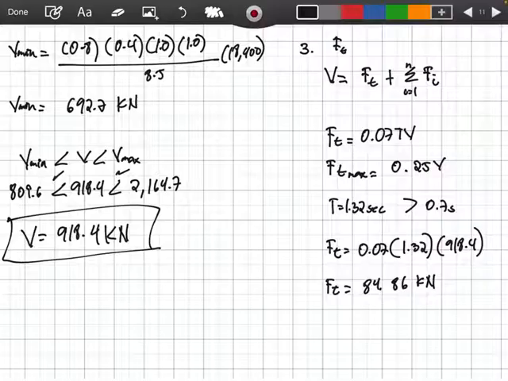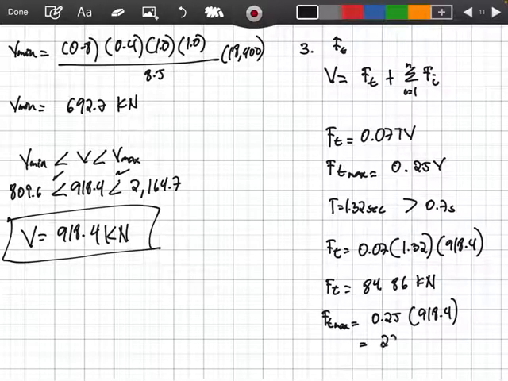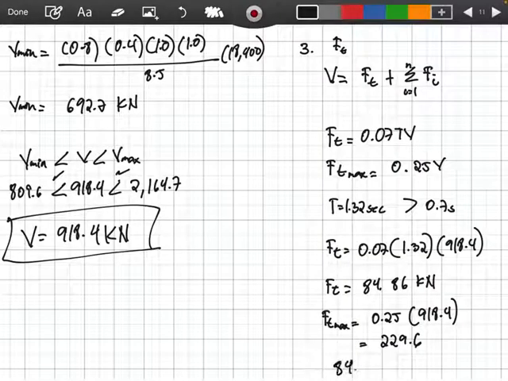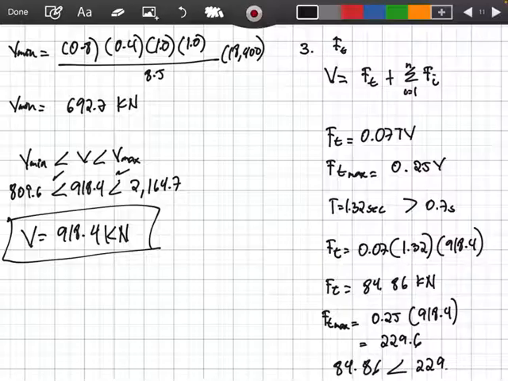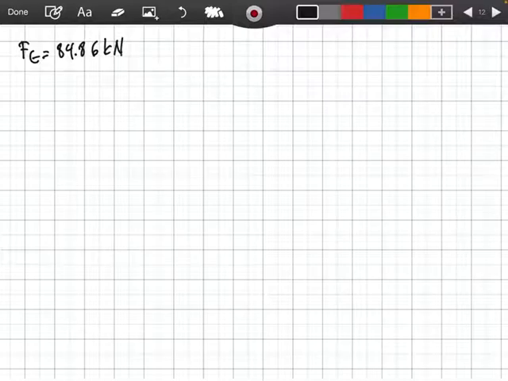But we need to check first kung sumobra ba siya dun sa limit. Diba? Ano ang limit? The Ft maximum is 0.25 of V. At ano ang V? 918.4. So, what is the 25% of our design base shear? That is 229.6. So, since 84.86 is less than 229.6, gagamitin natin na Ft would be 84.86 kilonewton. So, that is the reserve or the concentrated force at the top or at the highest level.